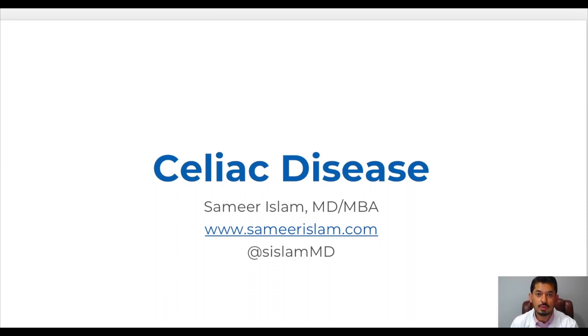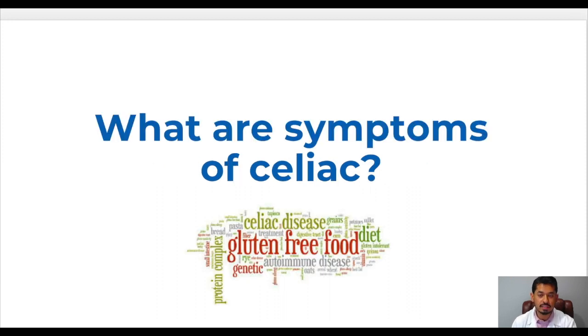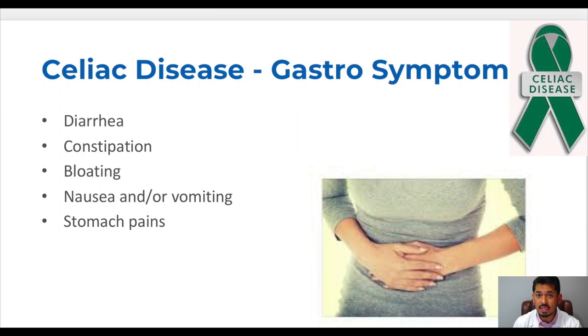So tonight we will talk about celiac disease and discuss what the symptoms of celiac disease are and how it manifests within the GI tract, and maybe not even in the GI tract as well. Celiac disease can present in a lot of different ways. For some people, they can have gastrointestinal symptoms, and these include things such as diarrhea, constipation, bloating, nausea, vomiting, and stomach pains. These symptoms may be all together or they may be separate.